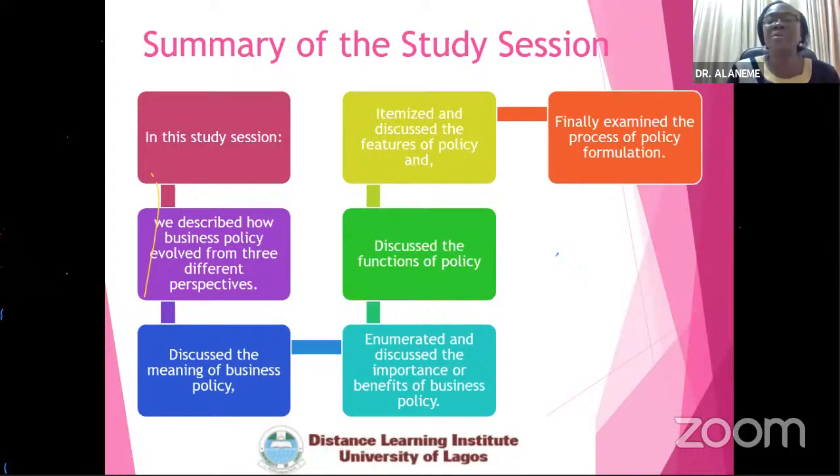And then we discussed the features of policy. We looked at the definition. We looked at the functions of policy. We also discussed the importance and the benefits of policy. And then we finally examined the process of policy formulation. Most of these are also going to be taken in an in-depth way in subsequent study sessions. So be ready to see them once more. But these are the things we did this morning.